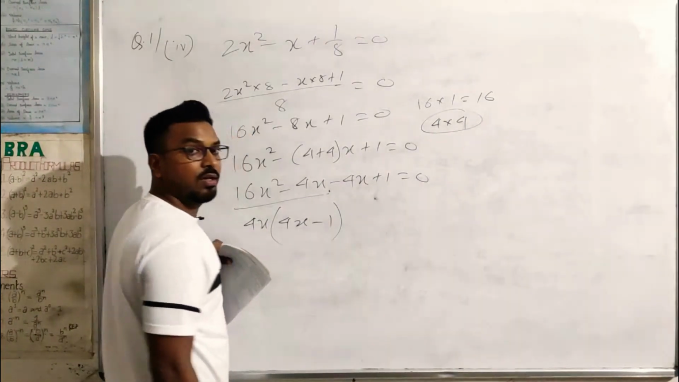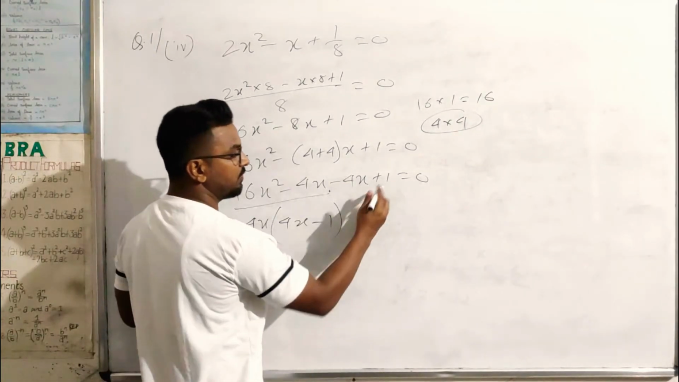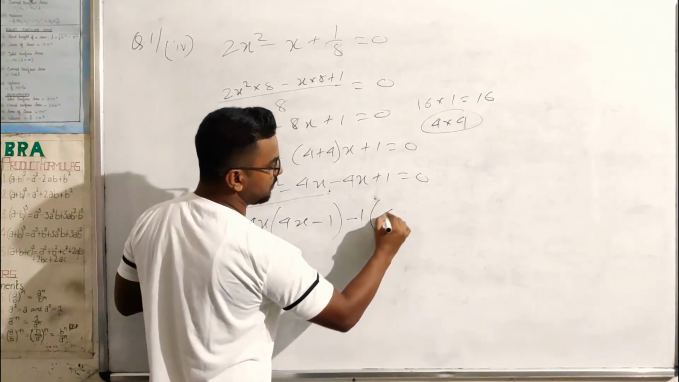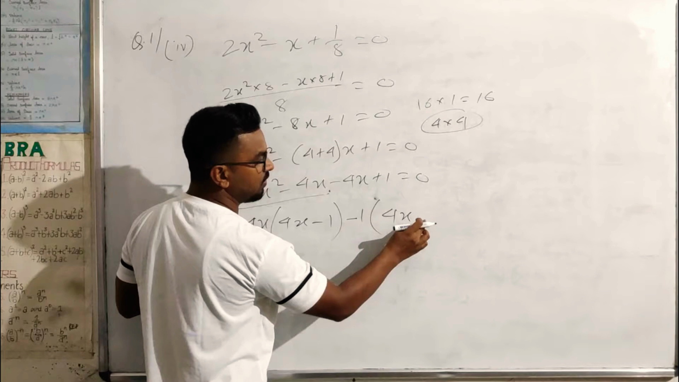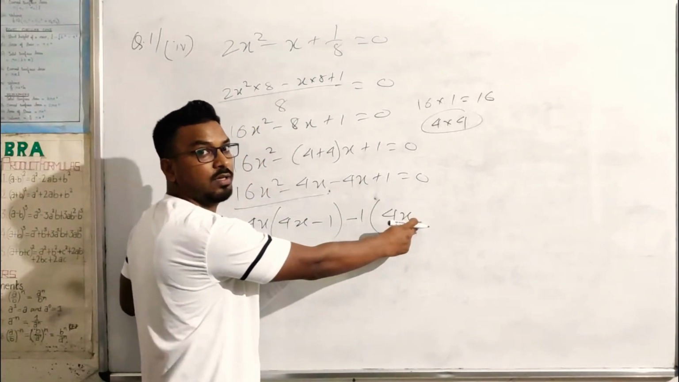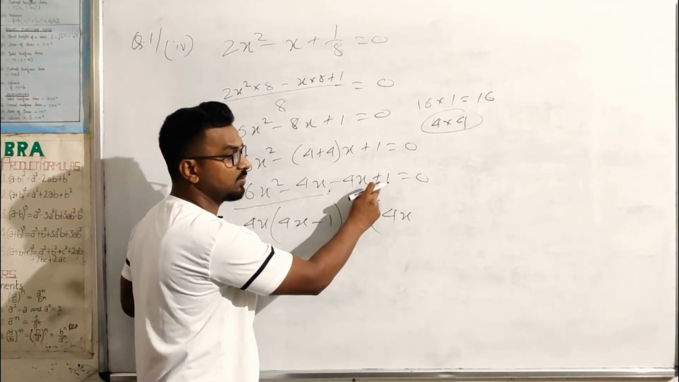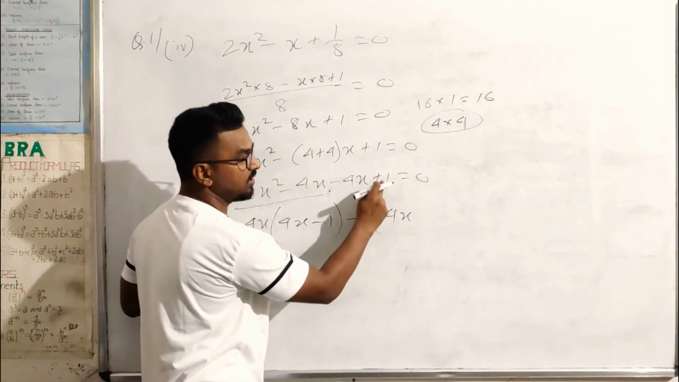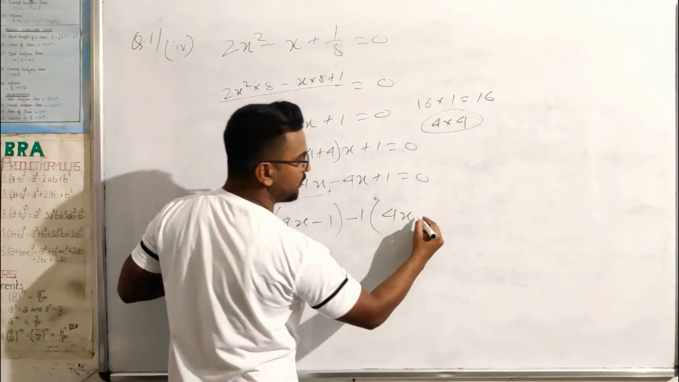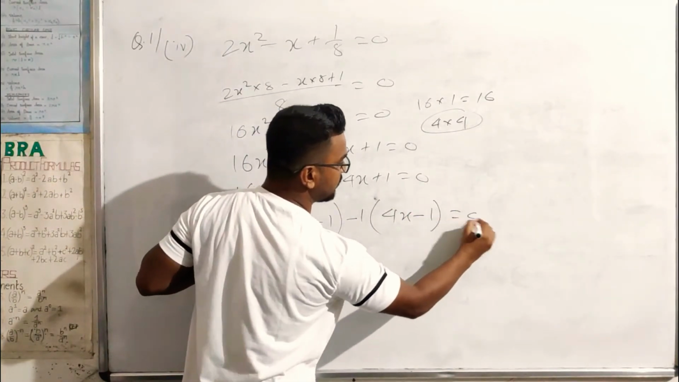What is common? 1 is common in these two terms. So minus 1, if you take out, what will remain? 4x. What will be the sign here? It will be minus, because here it is plus and here it is minus. So minus minus, then only it will be plus. So we'll put minus 1 equals to 0.